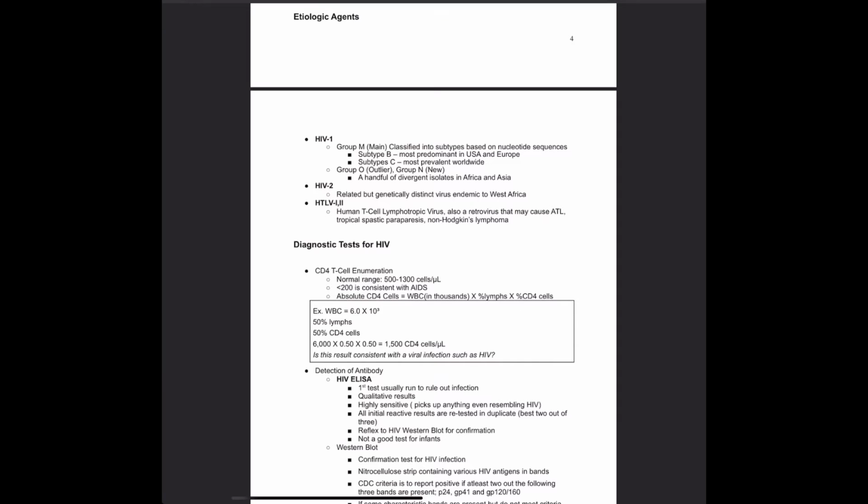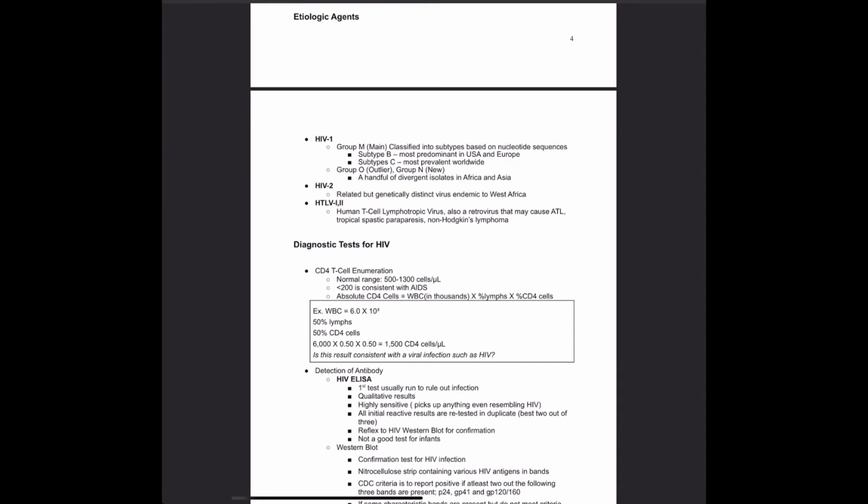There's also group O and group N. A handful of divergent isolates are present in Africa and Asia. HIV-2 is related but genetically distinct, and it's endemic to West Africa. And HTLV-1 and 2 is human T-cell lymphotropic virus, also a retrovirus that can cause ATL, tropical spastic paraplegia, and non-Hodgkin's lymphoma.